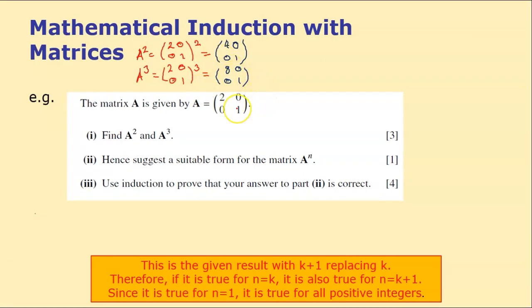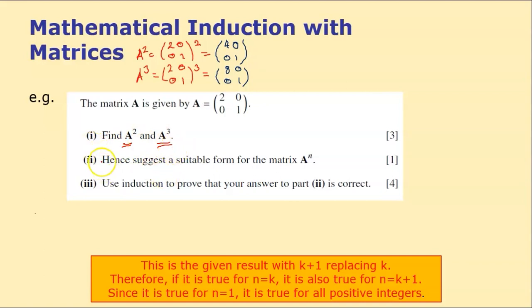I'm going to pause my video now and type them into my calculator. And these were my answers. I've typed them in, and so A squared becomes 4, 0, 0, 1, and A cubed becomes 8, 0, 0, 1. Notice it doesn't say show how you found your working, so that's fine. I'm allowed to just type them in.